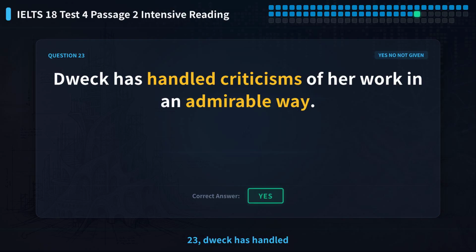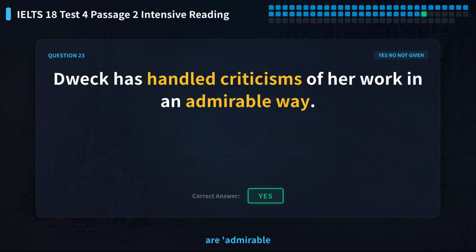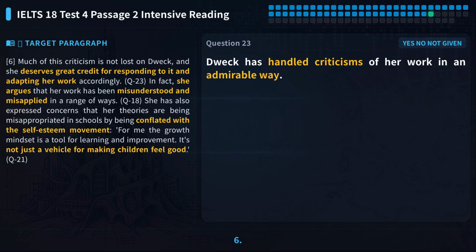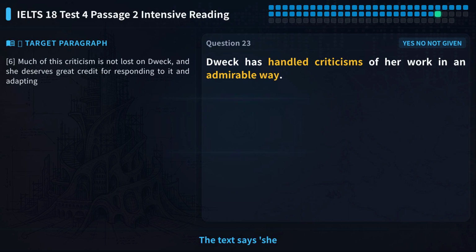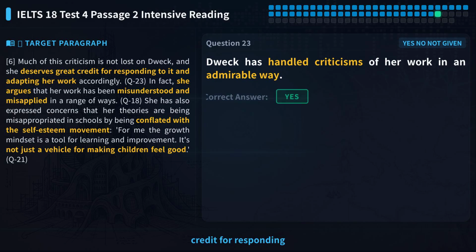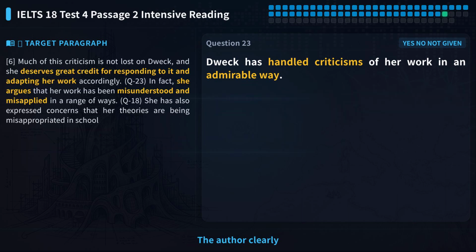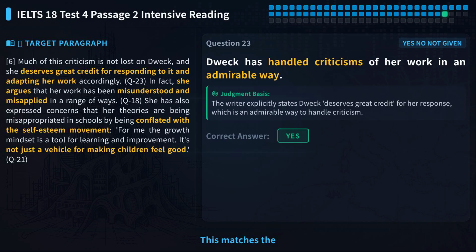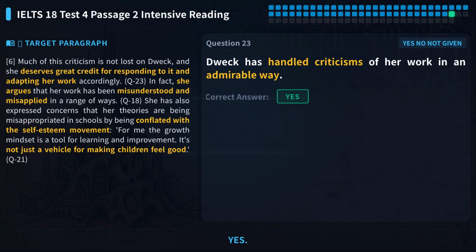Let's look at question 23. Dweck has handled criticisms of her work in an admirable way. The key clue words are admirable way and handled criticisms. We locate paragraph 6. The author says Dweck deserves great credit. The text says she deserves great credit for responding to it and adapting her work accordingly. The author clearly praises Dweck's way of responding to criticism. This matches the statement's direction. So the answer to question 23 is yes.